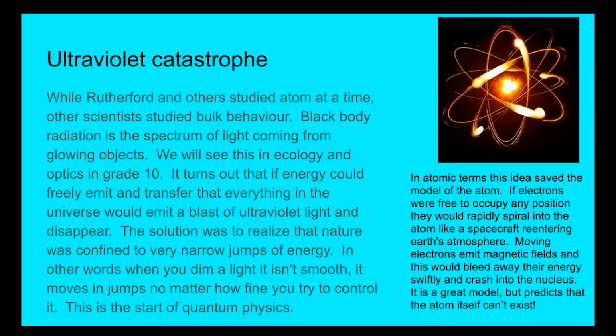Unfortunately, the theory also predicted that everything would start emitting energy, blasting it off, and quickly run out of energy and vanish. And they weren't sure how to account for that. So the solution was to realize that nature could not emit any energy it wanted, but the energy could only come off in a highly defined spectrum.